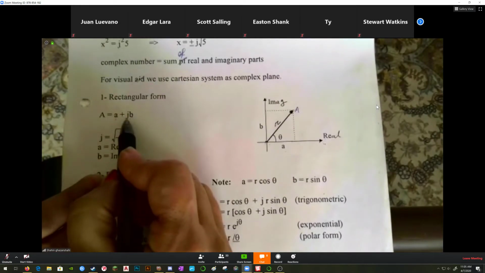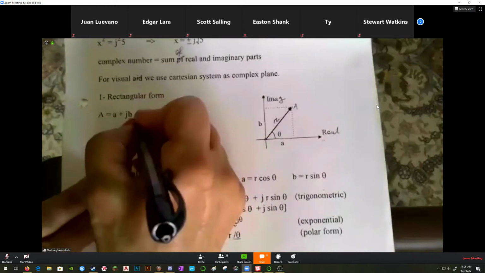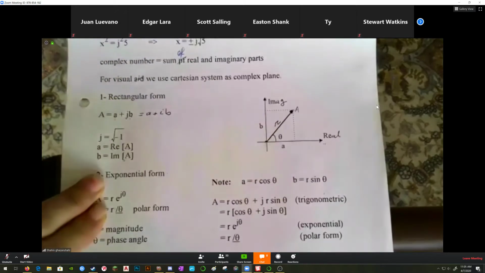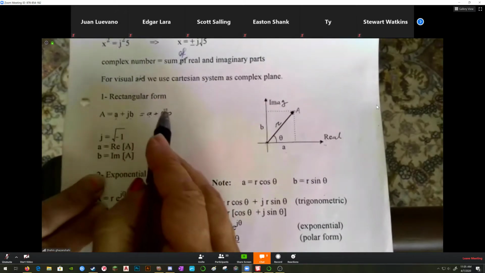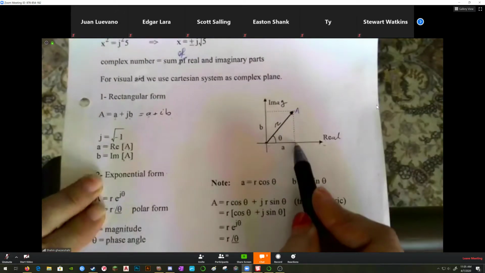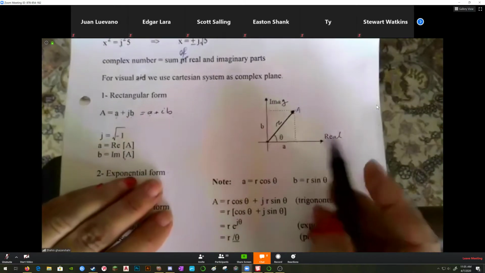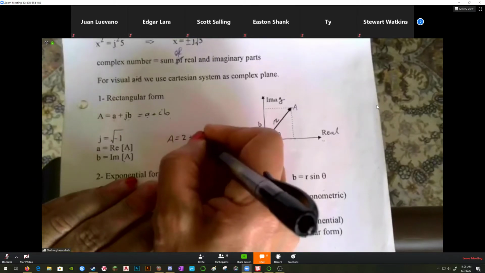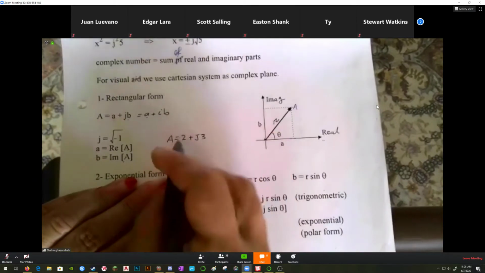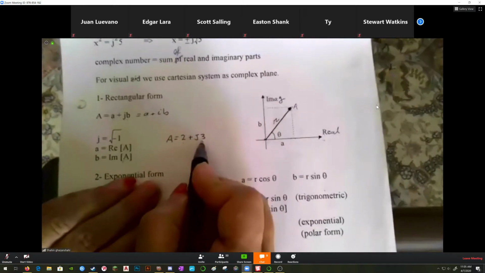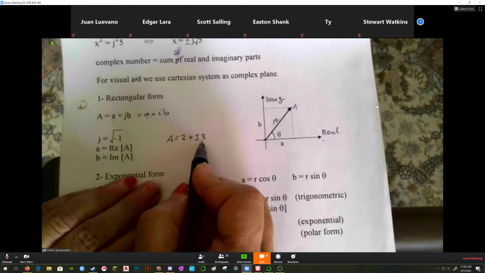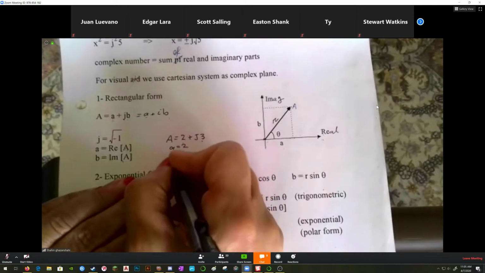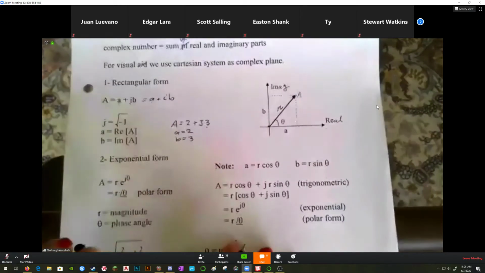And what is the j here? You used to have it like this, a plus ib, correct? Real component, imaginary component. So you write it like this. Now, if I have, for example, A equals 2 plus j3, the real part is 2, and the imaginary part is 3. Your a is 2, b is 3. Is that clear?